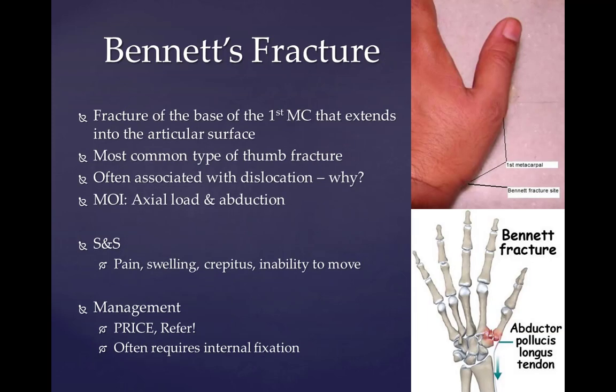Bennett's fracture is a fracture of the base of the first metacarpal bone, which extends into the carpometacarpal joint. This intraarticular fracture is the most common type of fracture at the thumb, and it nearly always is accompanied by some degree of subluxation or dislocation of the carpometacarpal joint. Symptoms of a Bennett fracture include instability of the carpometacarpal joint of the thumb, accompanied by pain and weakness in the pinch grasp. This is when the thumb and the first finger come together.